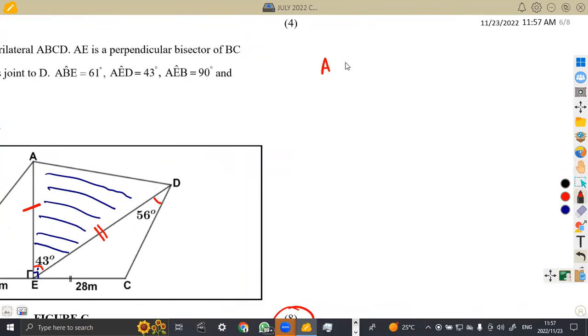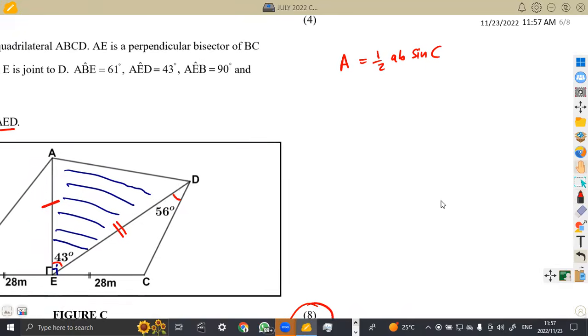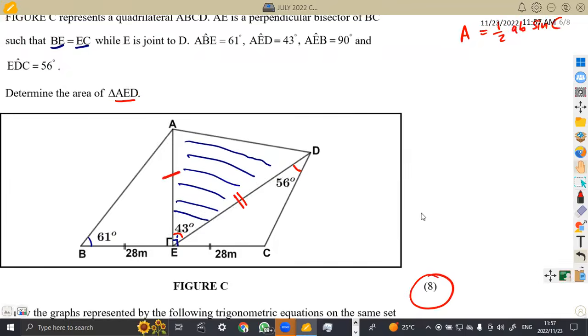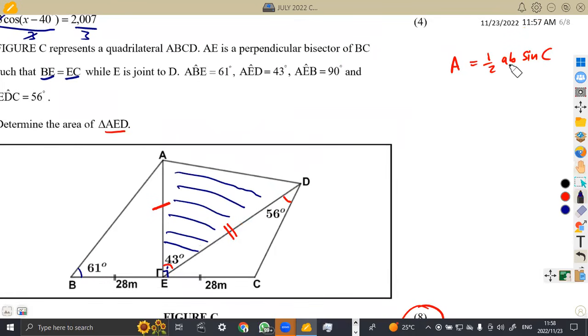AB sine theta. So the area is half AB sine C. We've got the area formula. In this case, we do not have the sides which are creating the angle of 43 degrees. So we're supposed to calculate AE and calculate DE, if possible. That is what we're supposed to have, AE and also DE. So let's calculate AE first.